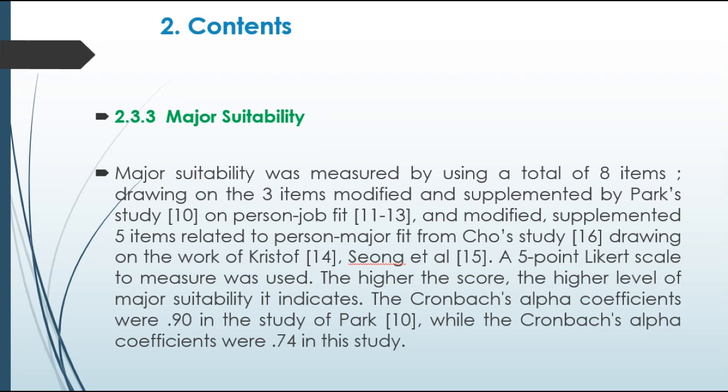The Cronbach's alpha coefficient was 0.90 in the study of VAC, while the Cronbach's alpha coefficient was 0.74 in this study.